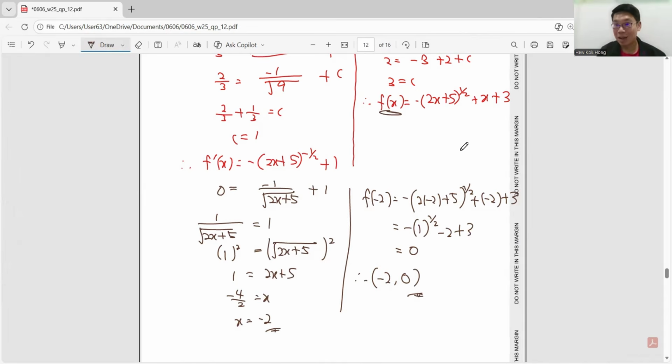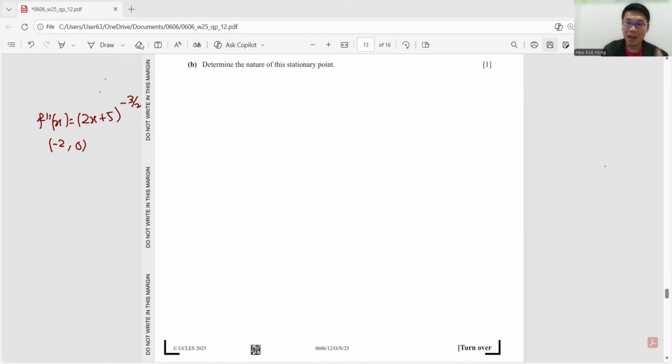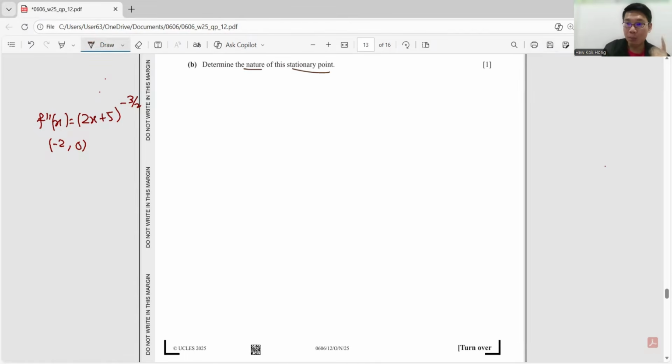Then done, 11 marks. So after we gather the information, the question asks us to determine the nature of the stationary point. So we use f double prime to find the nature, and then we know the turning point x value is minus 2.